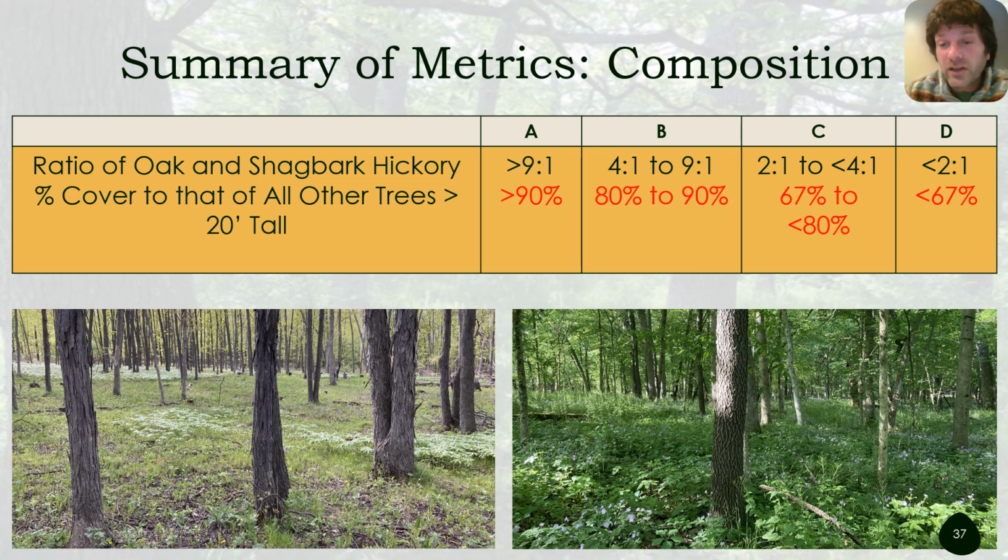You'll notice that there still is some room in these metrics in that A category for some minor representation of non-oak and non-shagbark hickory hardwoods, and that's by design, because there are some sites where that's an appropriate minor element, and other sites where it's not, and this is trying to accommodate that. That's something a site steward needs to interpret and adapt in this assessment to the particular site conditions.